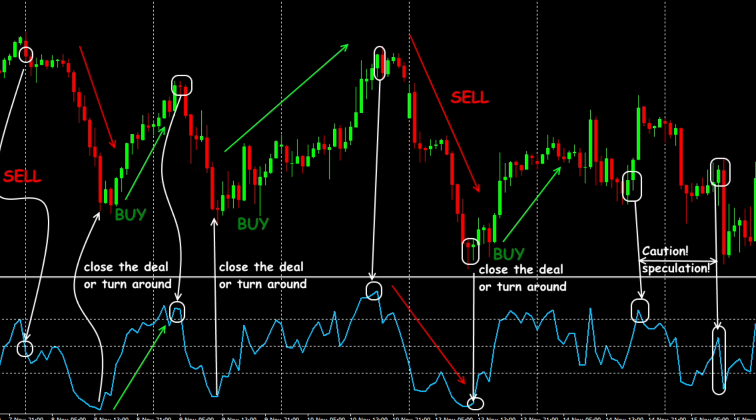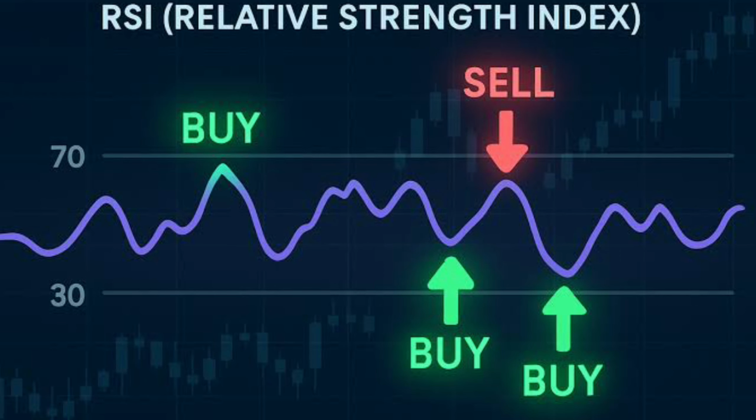RSI's role: oscillator. The RSI is a leading oscillator that measures the speed and change of price movements, primarily to identify overbought, above 70, and oversold, below 30, conditions. MACD's role: trend following. The MACD is a lagging trend following indicator that measures the relationship between two exponential moving averages, EMAs, giving insight into trend strength and direction.